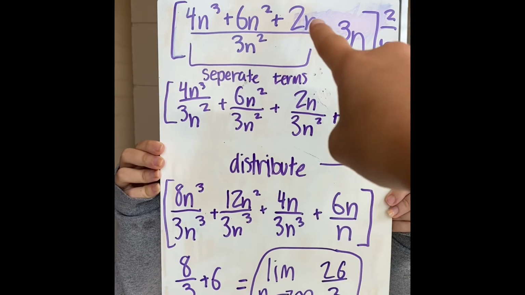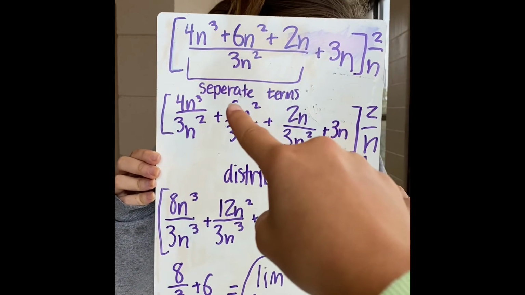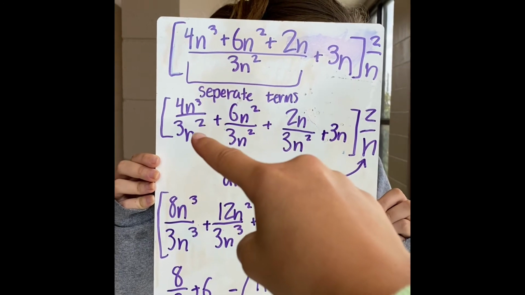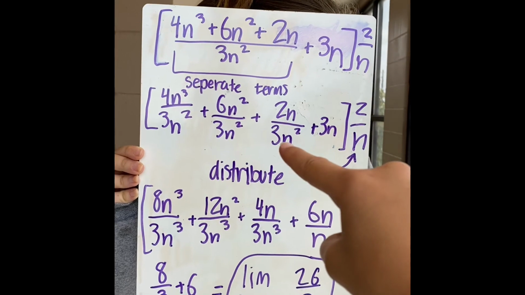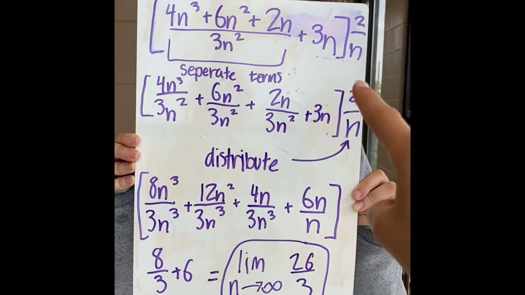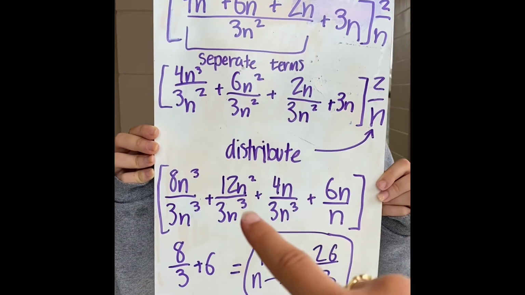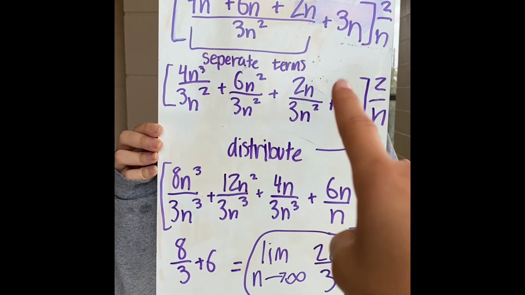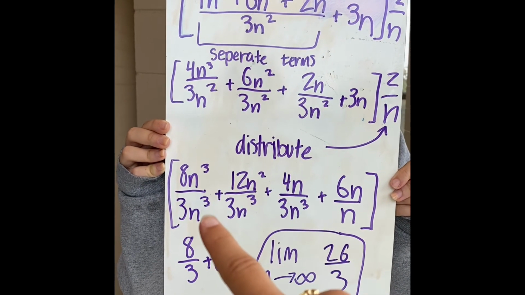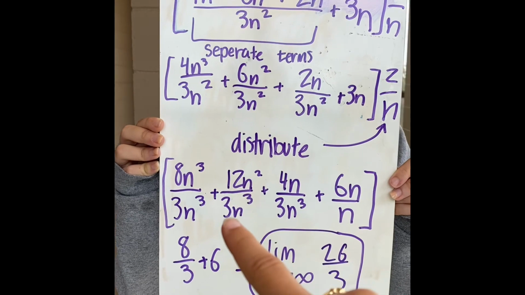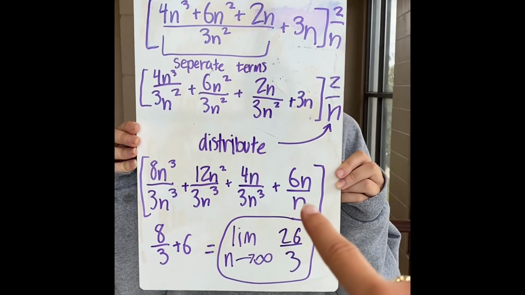So the next step is we separate these terms into fractions, all over 3n squared. So as you can see, 4n cubed over 3n squared plus 6n squared over 3n squared plus 2n over 3n squared plus 3n. After that, our final step is to distribute the 2n to each term, and we come up with 8n cubed over 3n cubed plus 12n squared over 3n cubed plus 4n over 3n cubed plus 6n over n.